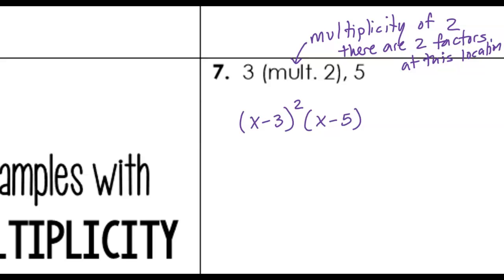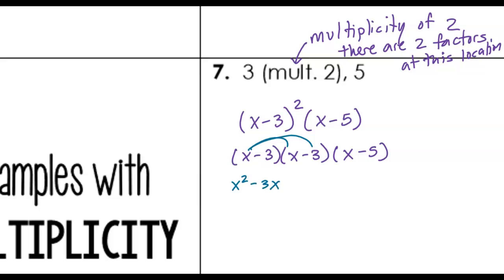So here, whenever we have anything squared, it's just that factor repeating twice. So now it's exactly like the previous problem. I need to distribute x minus 3 times x minus 3. x squared minus 3x minus 3x plus 9. And I get x squared minus 6x plus 9.